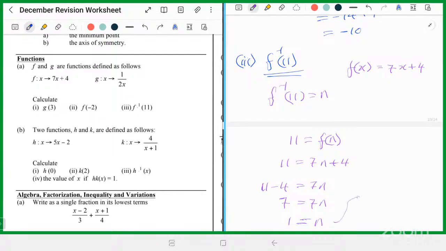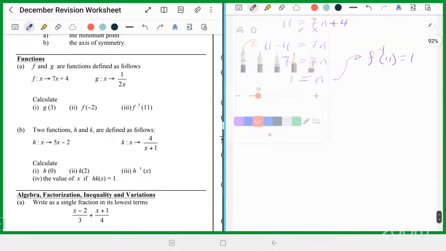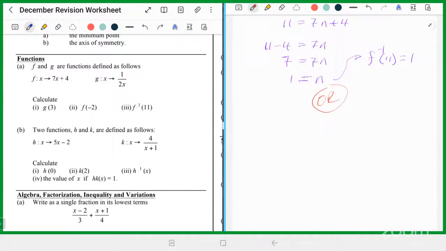Which therefore means if the n is 1, then f to the minus 1 of 11 is 1. So f to the minus 1 of 11 is equal to 1. Right? But I think the traditional way of doing it, let's do the traditional way now. We want to find f to the minus 1 of 11.